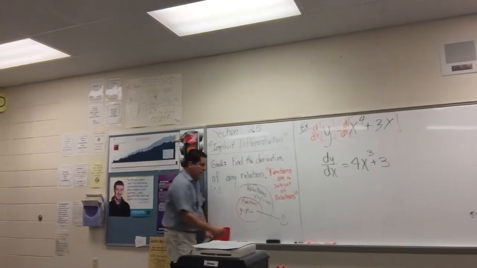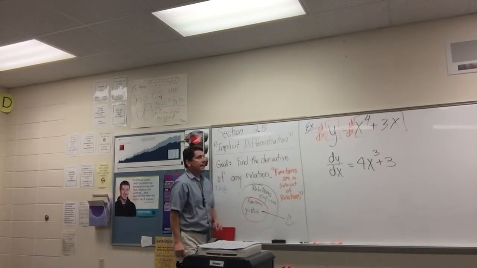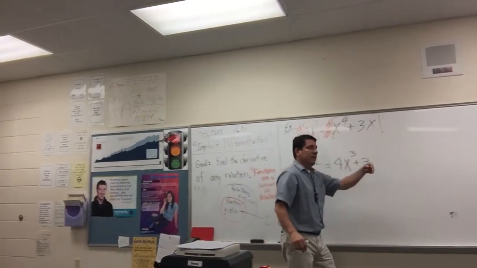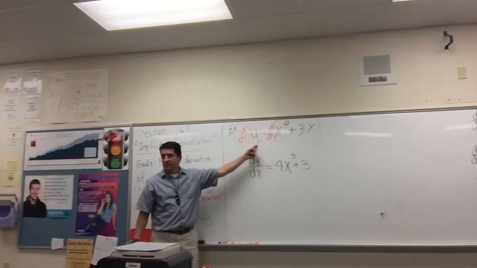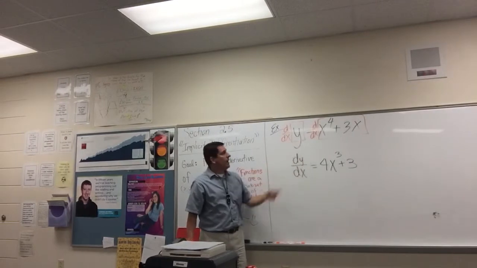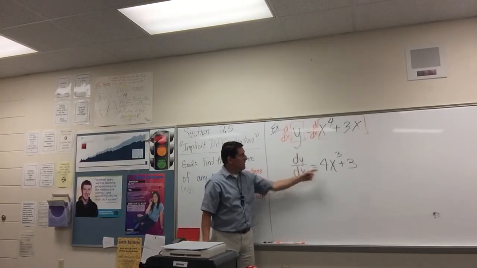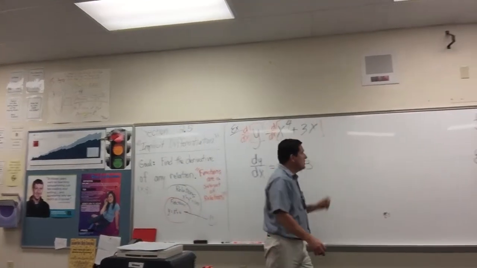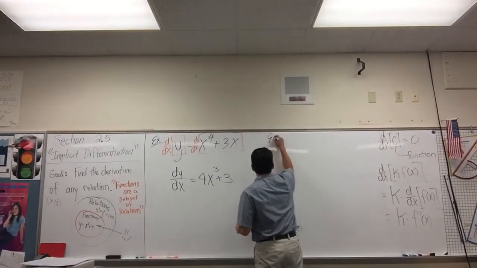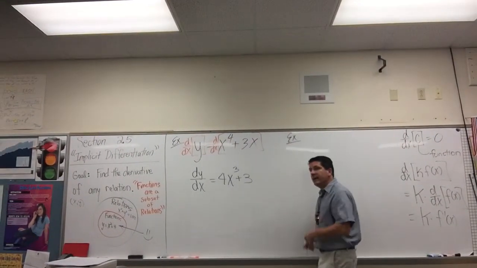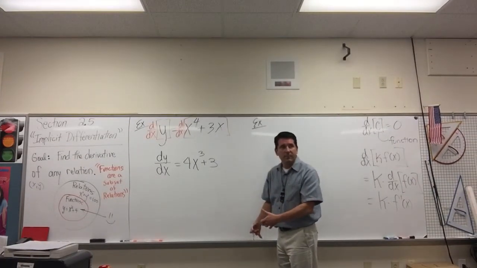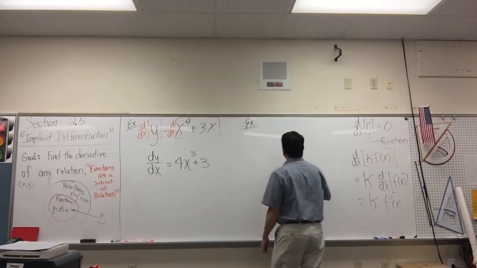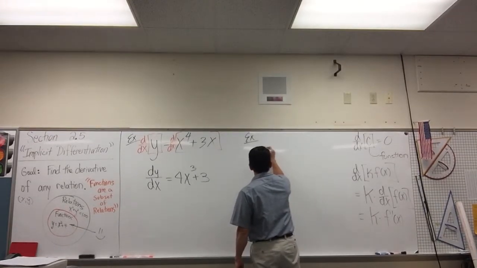Okay? Our problem now is that these are not explicitly solved for y. The y is implicitly involved in the equation, so that means that anytime we do these, the answer, the dy dx, is actually part of the problem. Okay? All right. Let's take a different one.